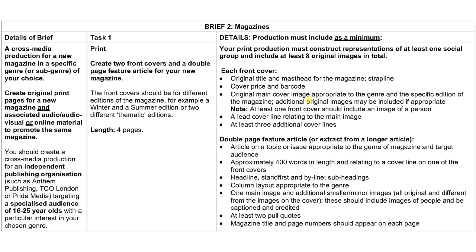But obviously your magazine has to have images on it. Now, you have to have a minimum of 8 original images across your magazine. Every image in your magazine has to have been taken by you. You can't take any images off the internet except for the barcode. Everything else has to be photographed by you.